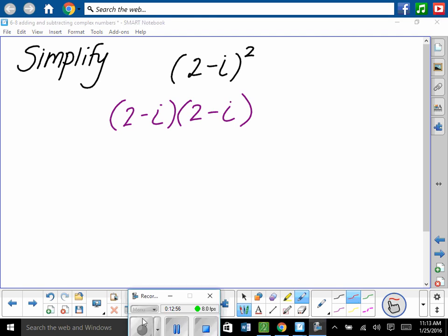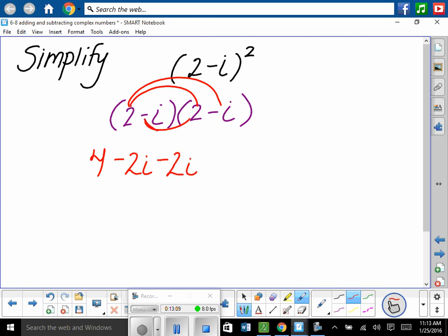Let's go through this. Okay, look, everybody carefully. 2 times 2. 4. 2 times -i. -i times 2. And then -i times -i. i squared. No, i squared. Positive i squared, right, everybody? Do you see how much room there is for error here?